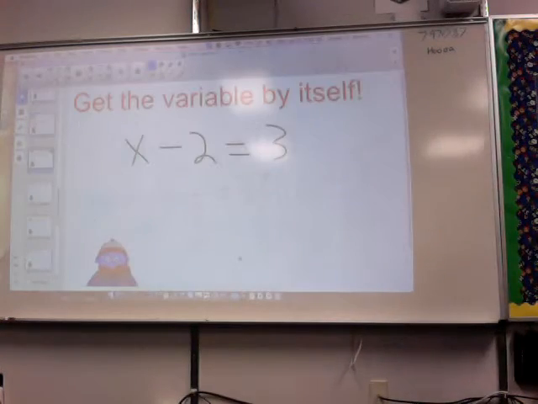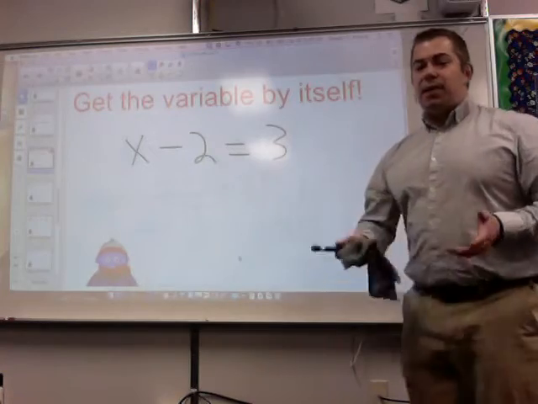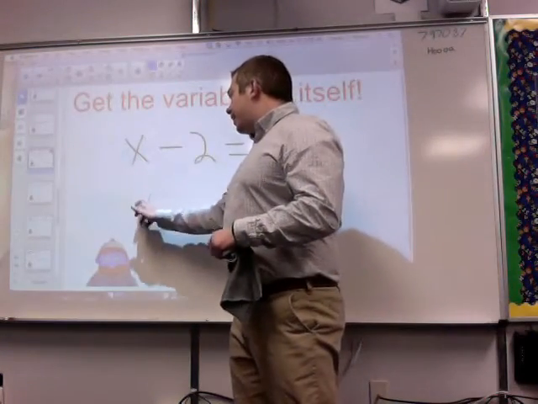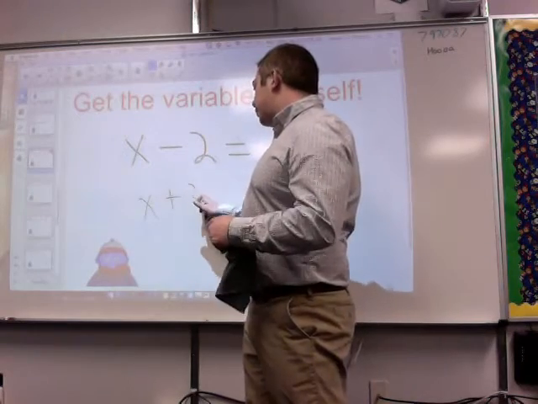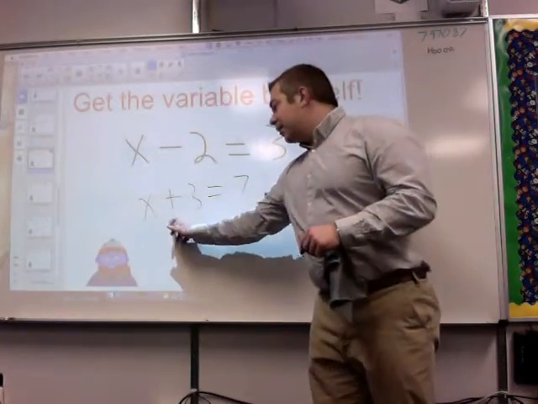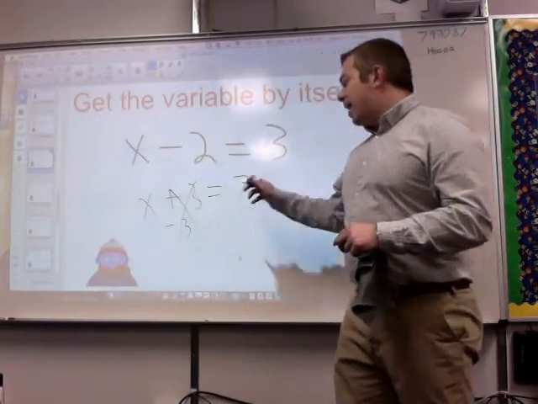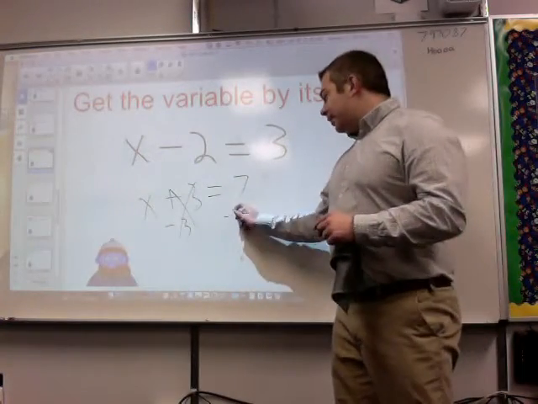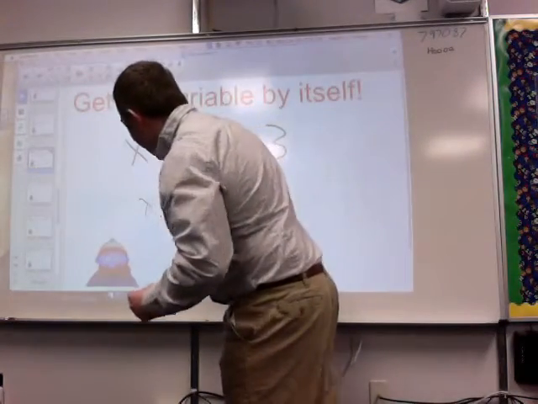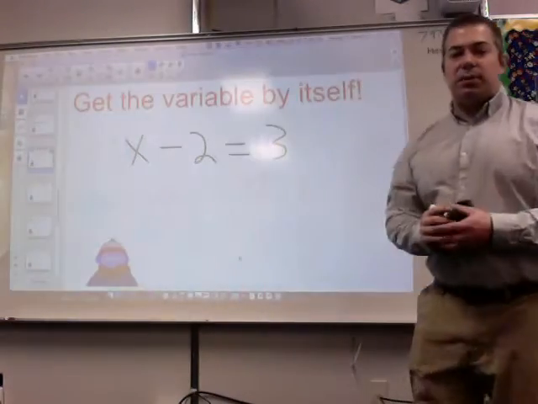Let's get started. Once again, we have to get the variable by itself. Last lesson we would have done something like x plus 3 equals 7, and we subtracted 3 to cancel out, and we subtracted 3 on this side, and x would have equaled 4. Same concept this time, except we are subtracting.